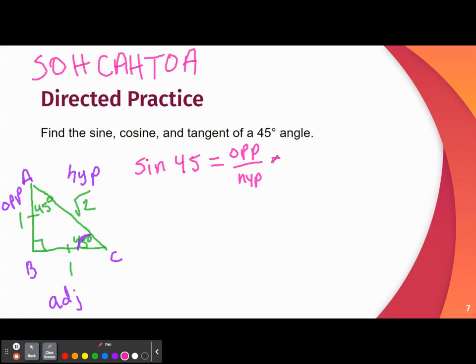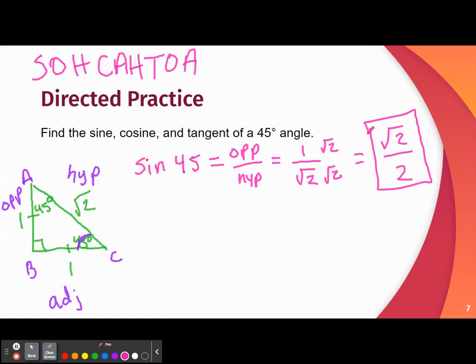All right, Aiden, so what would I write? 1 over the square root of 2. Now, is that fraction in simplest form? What would I do to get it in simplest form? 1 times the square root of 2 is the square root of 2, and the square root of 2 times the square root of 2 is 2. So it's the square root of 2 over 2.